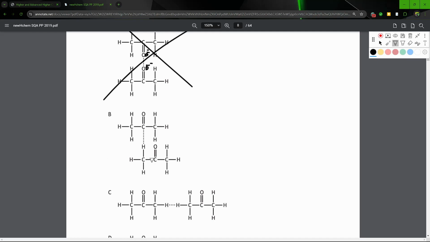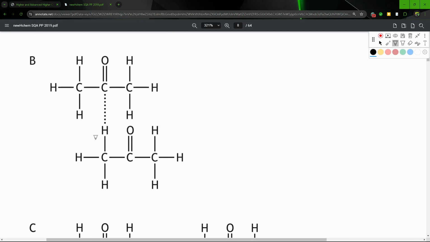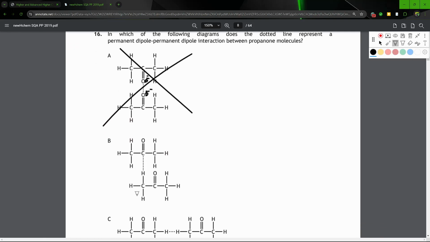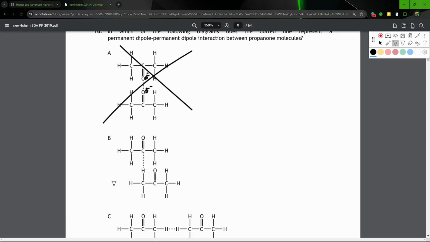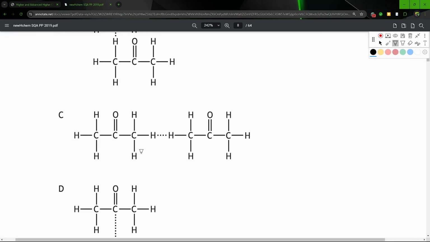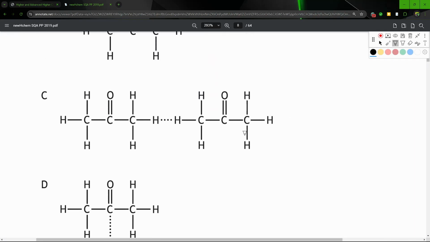B looks a bit more likely because at least they've got the dipoles the right way round, but remember the CH dipole is a lot weaker than the CO dipole, because hydrogen has a more similar electronegativity to carbon than oxygen does. So it's not really likely to actually form because these are permanent dipole interactions. So they're fairly stable. C is just completely insane. It's CH to CH. Oh, not great.